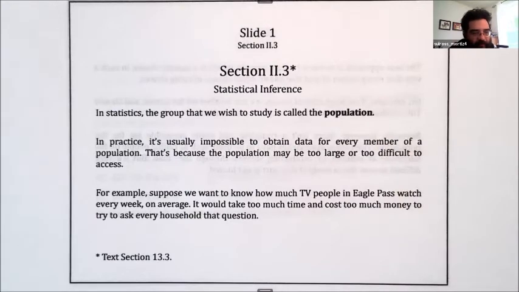In practice, it's usually impossible to obtain data for every member of a population. That's because the population may be too large or too difficult to access. For example, suppose we want to know how much TV people in Eagle Pass watch every week on average. It would take too much time and cost too much money to ask every household that question. By the time you finish the study, you wouldn't really be able to use it because it would cost too much and take too much time to get all that information. Okay, so normally we cannot access the actual population.